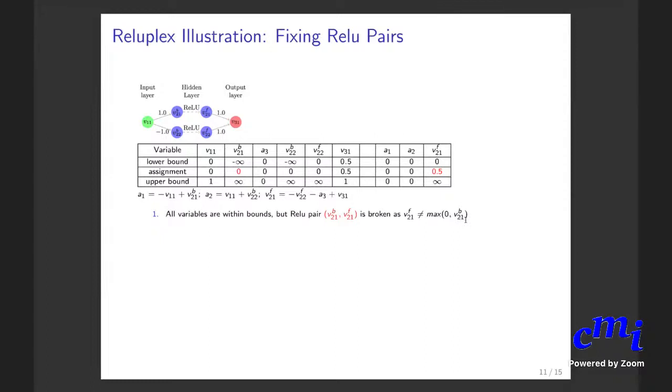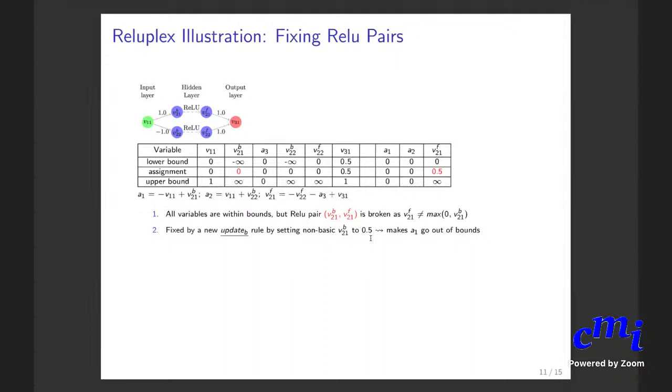Now, there are two ways to fix this, right? You can either change V21B to 0.5, or you can bring V21F to 0, okay? So what Reluplex does is it adds a couple of new update rules to the simplex rules that I showed you earlier. And this corresponds to updating only the ReLU pairs, to update the forward and the backward variable to fix it.